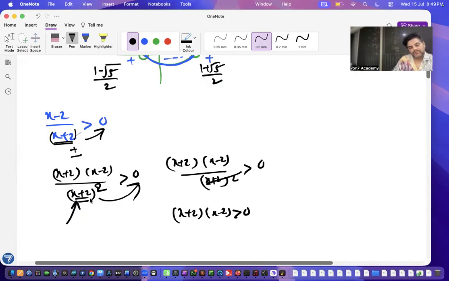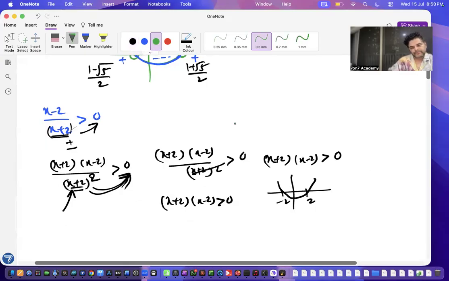Now I know that this is positive, so I can cross multiply. So I can write (x plus 2)(x minus 2) more than 0. Yeah, makes sense. Okay, so this disappears. Understand? So that's what. Now this you can solve by using the same methods. Minus 2, 2, opening upward parabola.